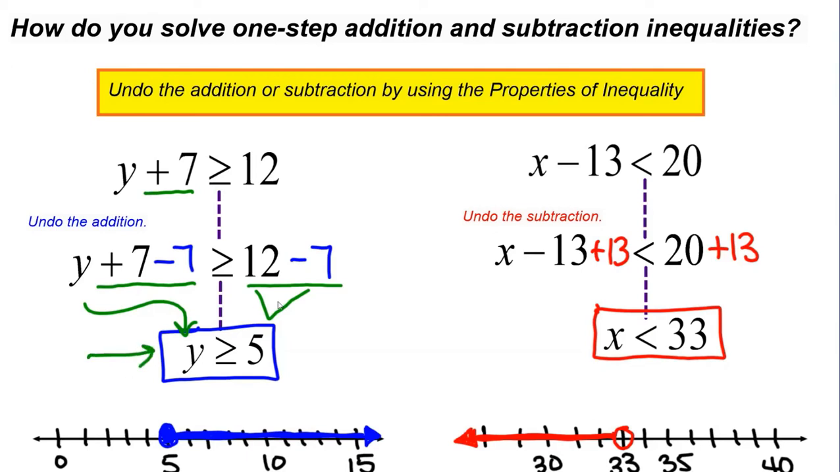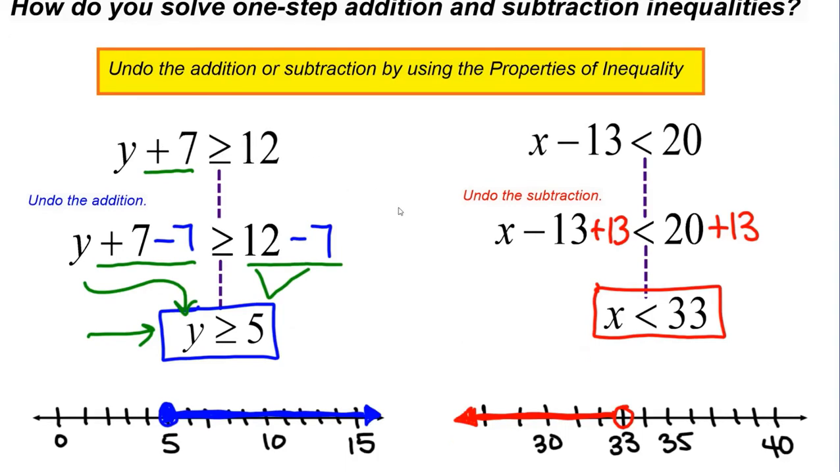Any number that is greater than or equal to 5 will make this original inequality true. Then I graph it on my number line to give you a visual of all the solutions. Anything that is bigger than 5 or equal to 5 is going to make this true. I could test random numbers to see if this works. This is 7 right here, so 7 should make this inequality true. 7 plus 7 is 14. 14 is greater than or equal to 12, so that works. If I pick 11, 11 plus 7 is 18. 18 is greater than or equal to 12, so that works.